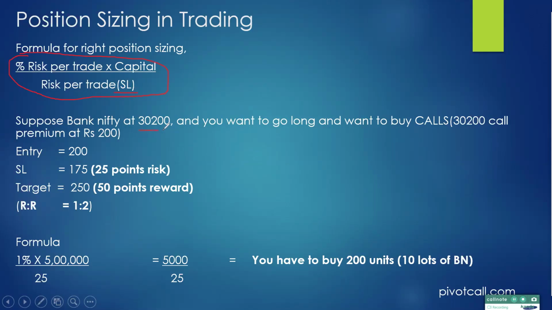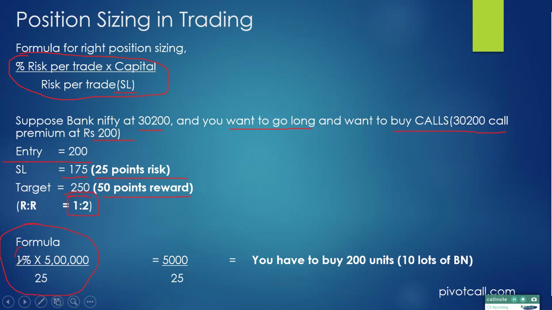Suppose Bank Nifty is trading at 30,200, and you decide to go long and buy calls at a premium trading at 200 rupees. Now you have entered that trade at 200. You have decided your stop loss at 25 points, so your stop loss is 175. You decided your target is 50 points. That means whenever 200 rupees goes to 250, you will book your profit. That is what you decided. 1:2 risk reward.